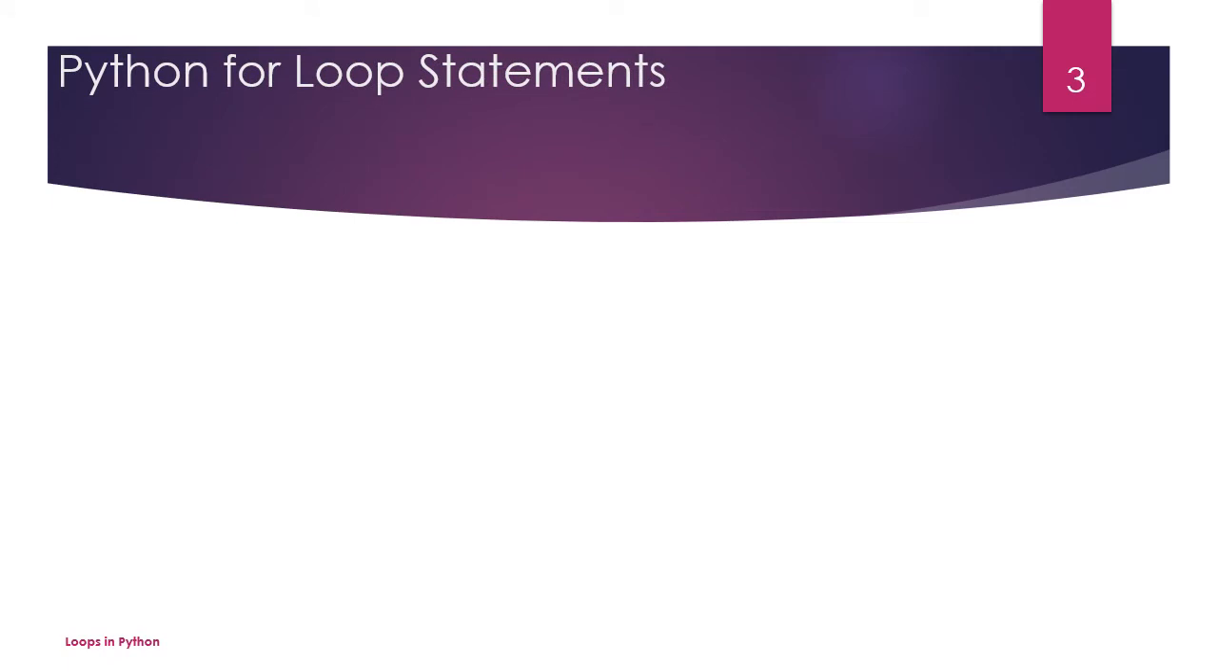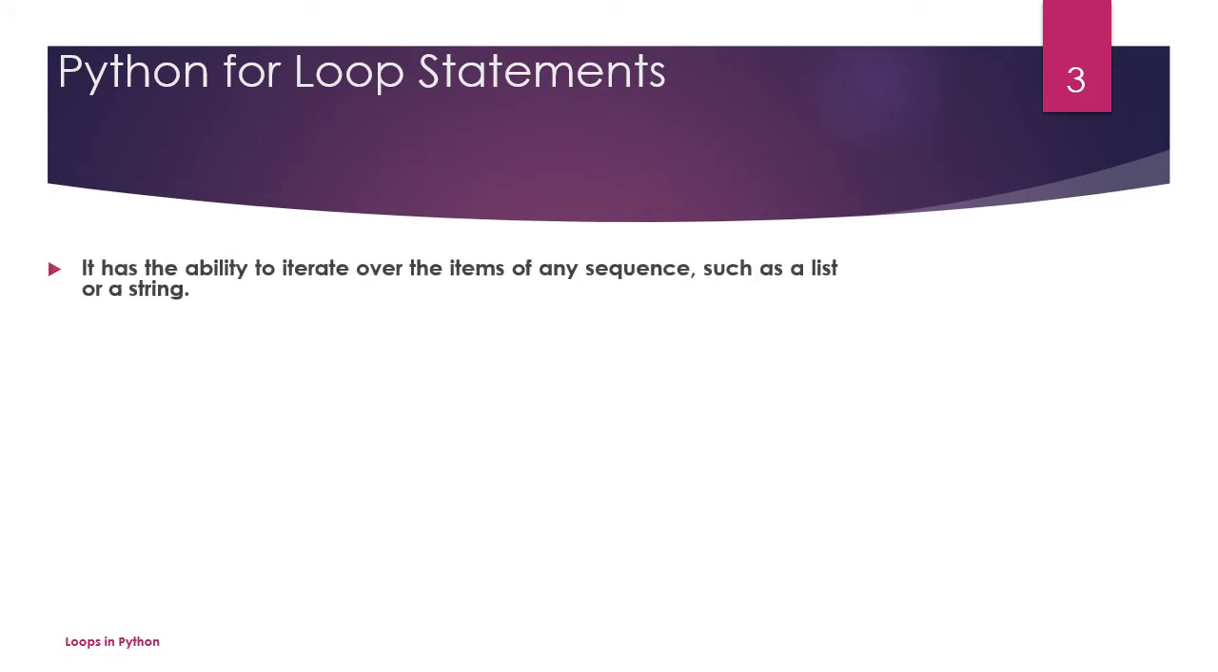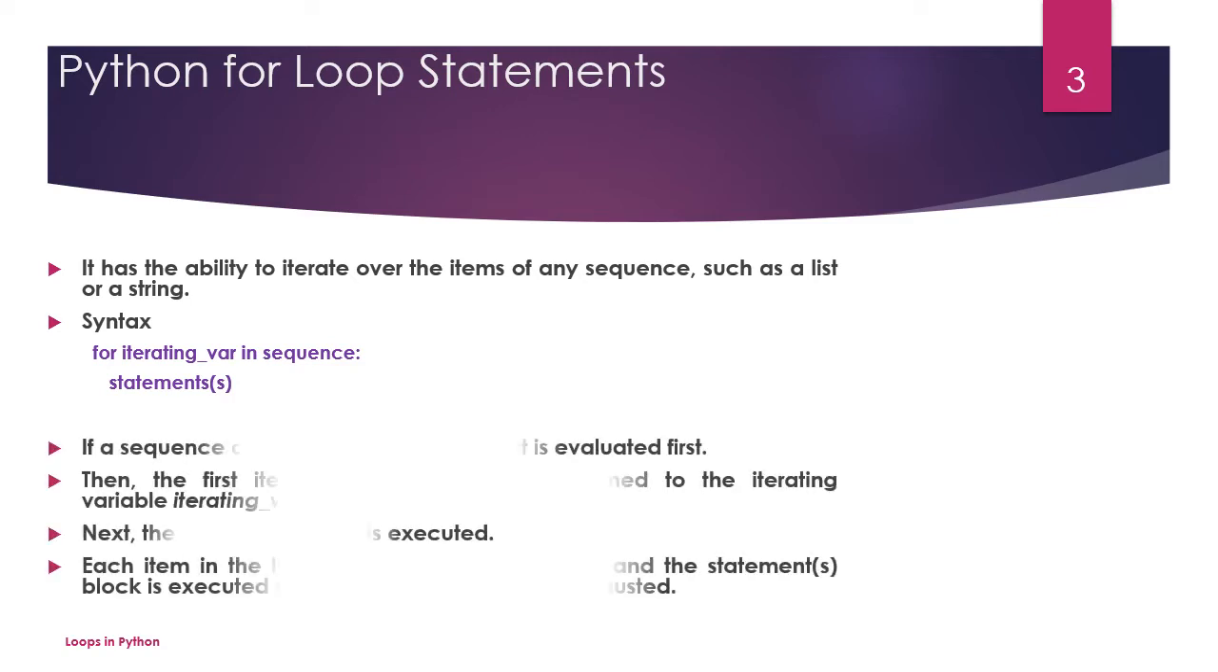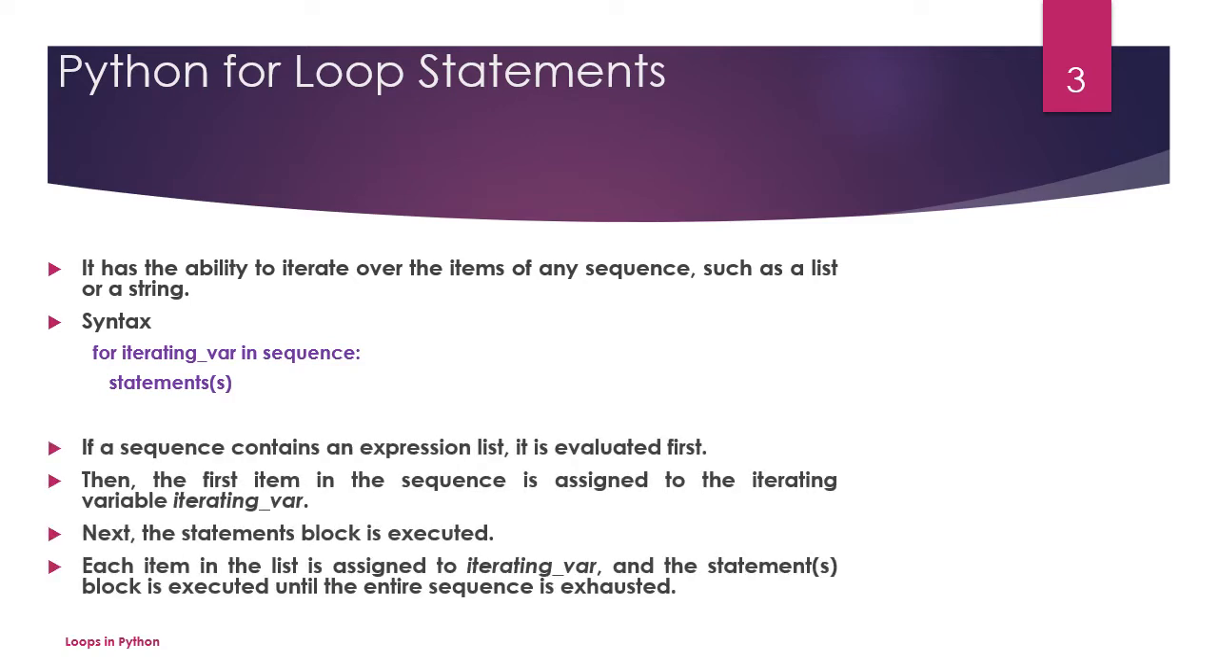The for loop statement has the ability to iterate over items of any sequence like a list or a string. Syntax is like this: for iterating variable in sequence, then the for loop statements. We are to add the statements in the for loop block with indentation. If a sequence contains an expression list, it is evaluated first. Then the first item in the sequence is assigned to the iterating variable. Here the iterating variable used is iterating underscore var.